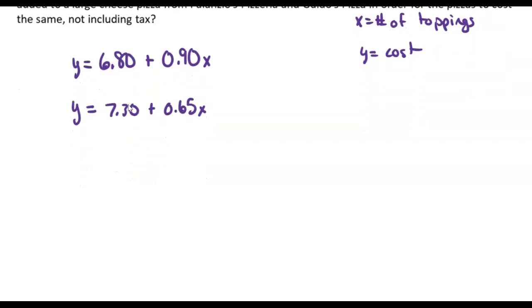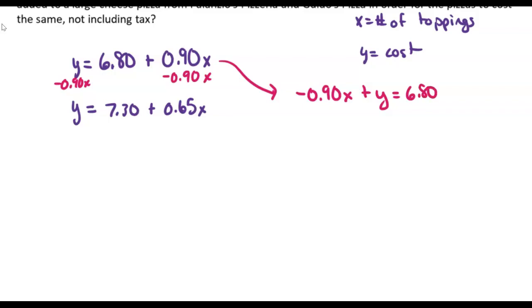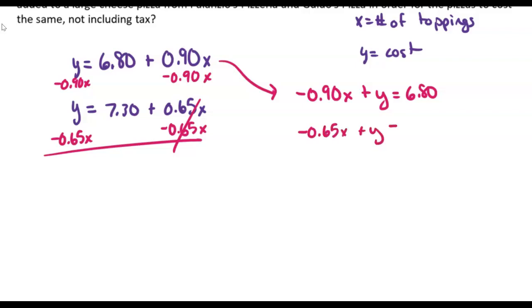So these are not in standard form. So the first thing you need to do is subtract this back over. And so I'm going to rewrite that as -0.90x plus y equals 6.80, because that's in standard form. So do that on the second equation. Subtract that x back over so you have x and y on the same side. So you have -0.65x plus y equals 7.30.